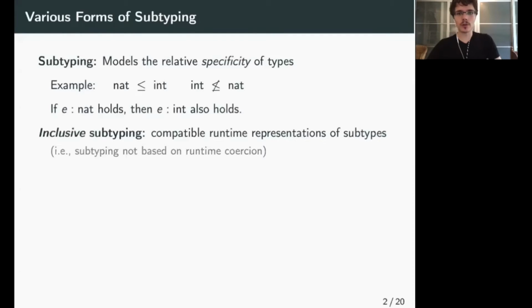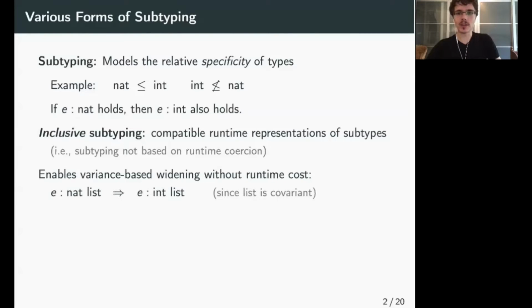In this work, we focus on inclusive subtyping, in which the types in a subtyping relationship share compatible runtime representations, meaning that no runtime coercions are needed. Inclusive subtyping is useful because it can express relationships between data types based on their variance. For instance, since the list data type is covariant, List[nat] is a subtype of List[int], so that a list of natural numbers can be used in place where a list of integers is expected.